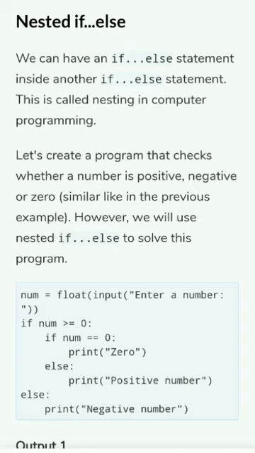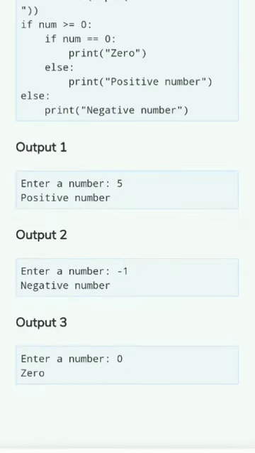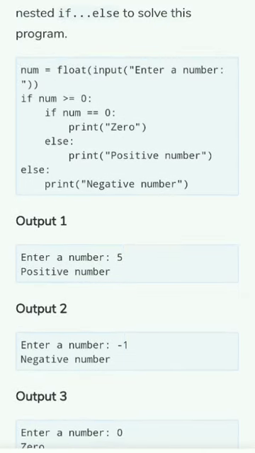Let's create a program that checks whether a number is positive, negative or 0, similar to the previous example. However, we'll use nested if else to solve this program. Num is going to be a float number of input. Enter a number. Suppose you entered 5. In the first if statement we check if number is greater than or equal to 0. So 5 is greater than 0. Then we execute another if statement, which is if number is equal to 0, which is not true for 5, else print positive number.